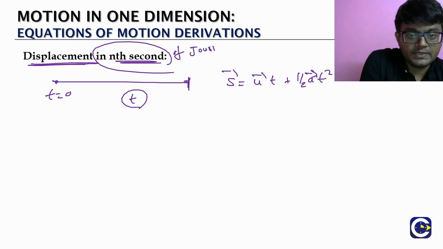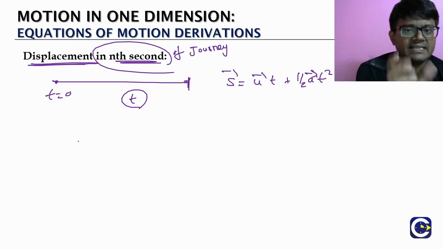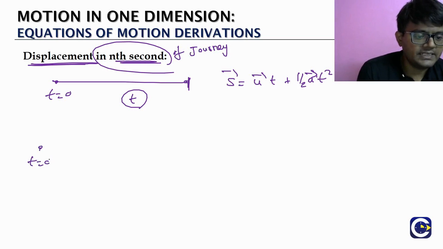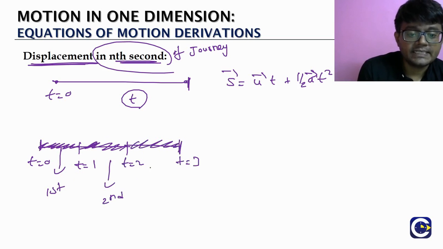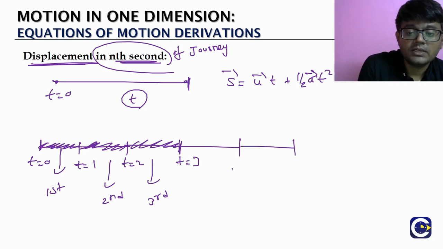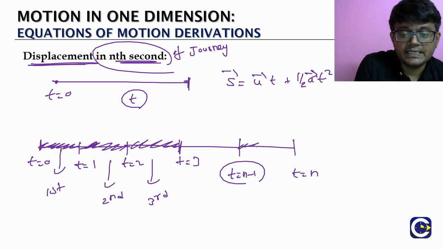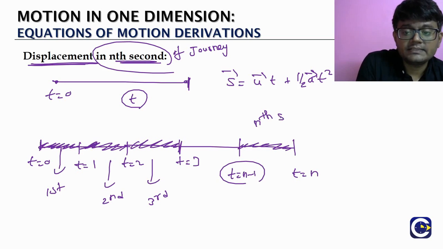So what are we talking about? Displacement in the nth second of the journey. What do you mean by this nth second? See, when you start the journey at t is equal to 0, the interval t is equal to 0 to t is equal to 1 is actually called the first second of the journey. t is equal to 1 to t is equal to 2 is called the second second. t is equal to 2 to t is equal to 3 is the third second of the journey. You know what the nth second means? It is t is equal to n minus 1 to t is equal to n. This interval is what we call the nth second.